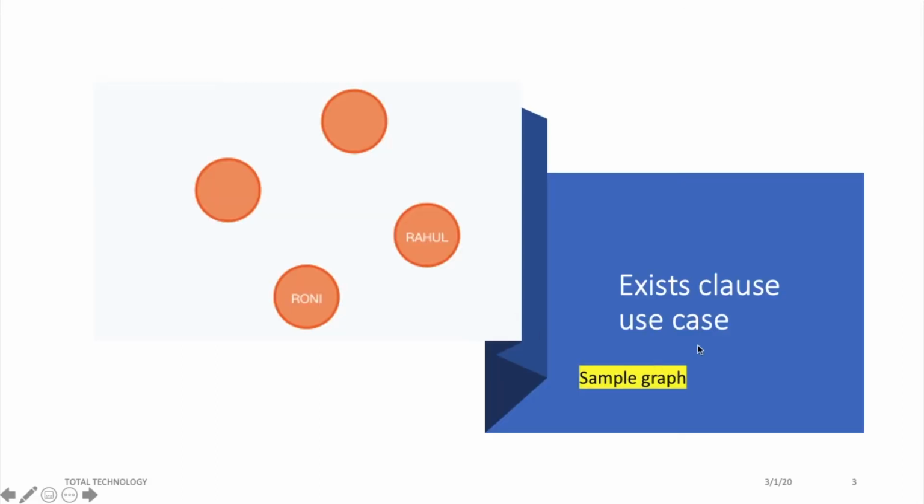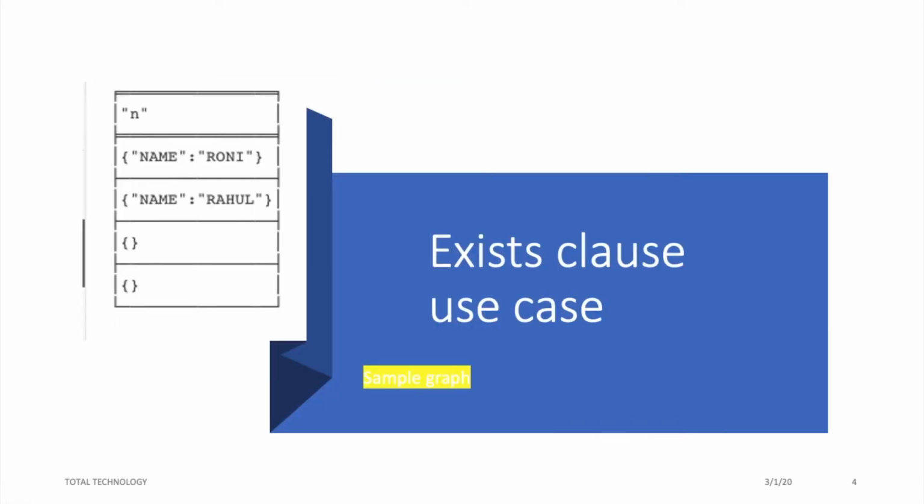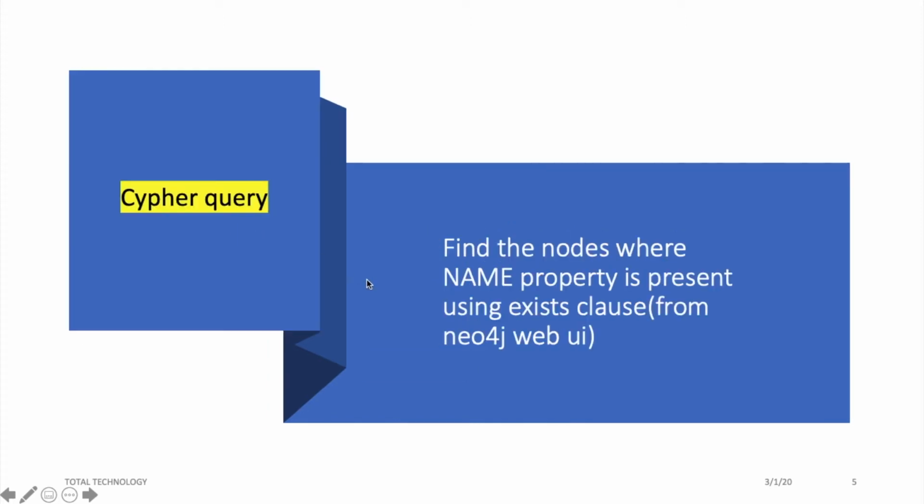So for example, this is our sample graph. See, 1 2 3 4, and in that graph this node and this node have some property value. This is a text version of the same graph. There are 4 nodes, and 2 of them have a property. We have to find the nodes where the name property is present, using the exist clause from the Neo4j web interface. This is our use case, and I'll use the exist clause.